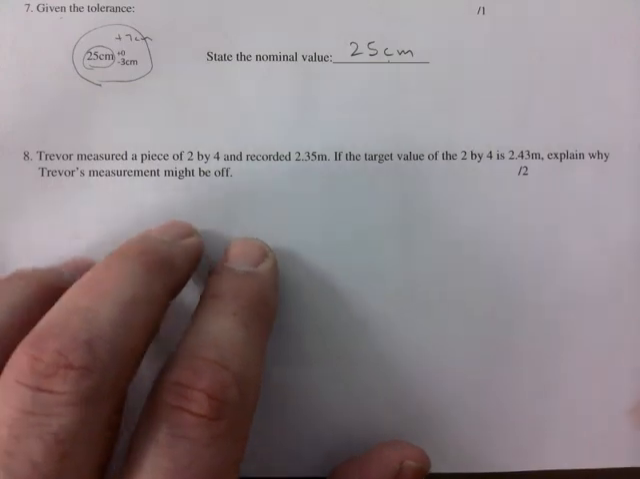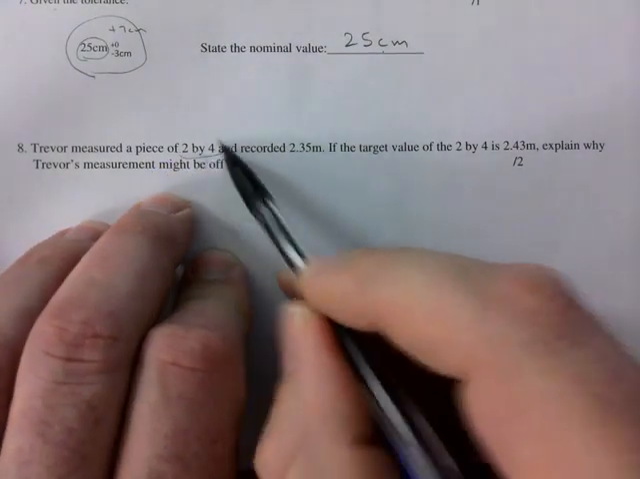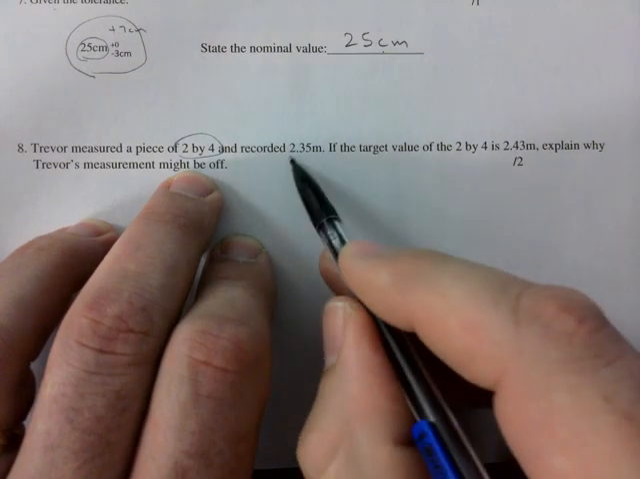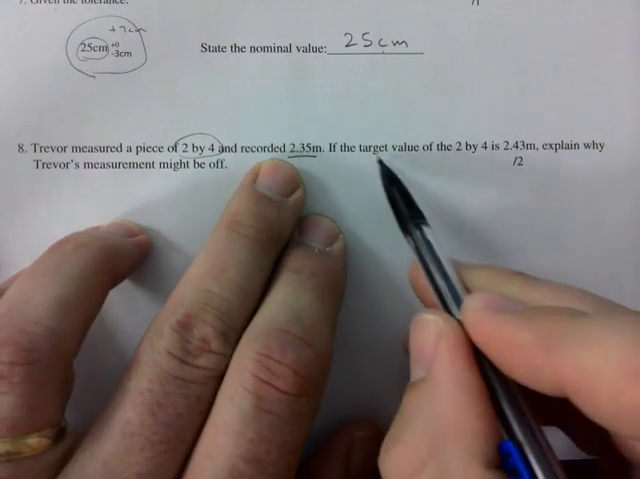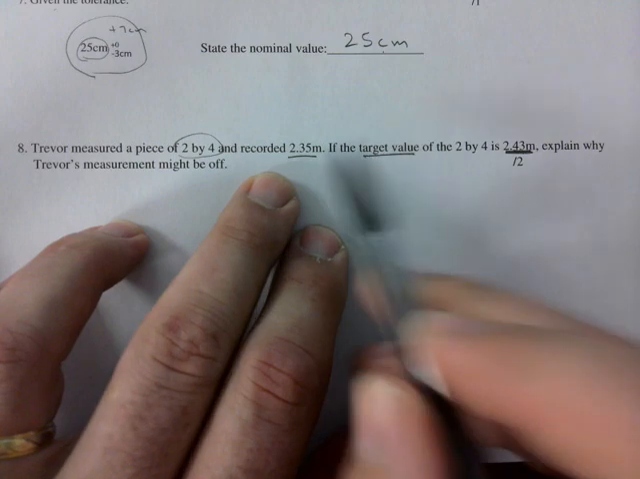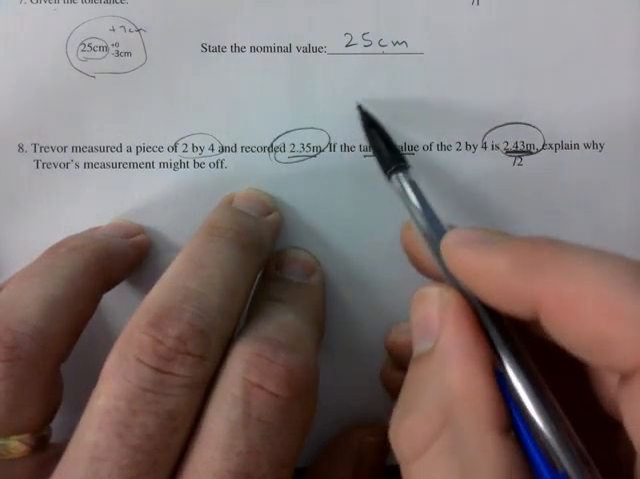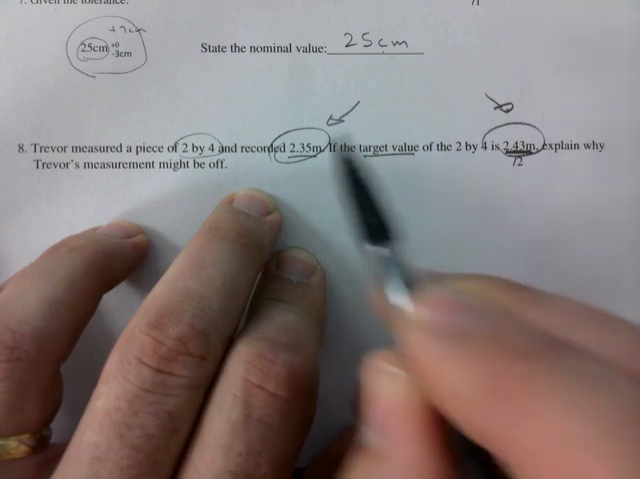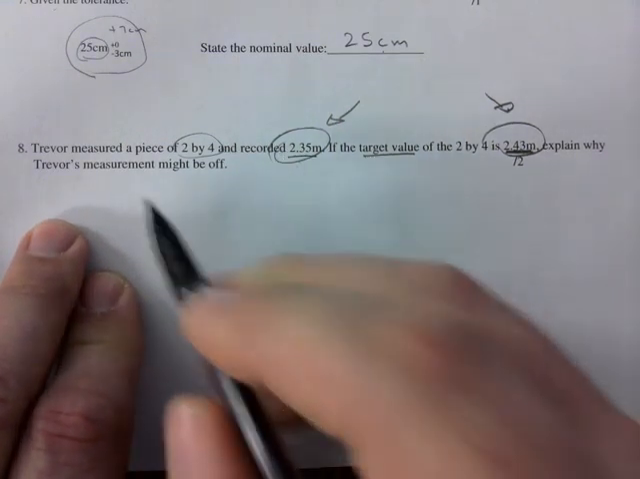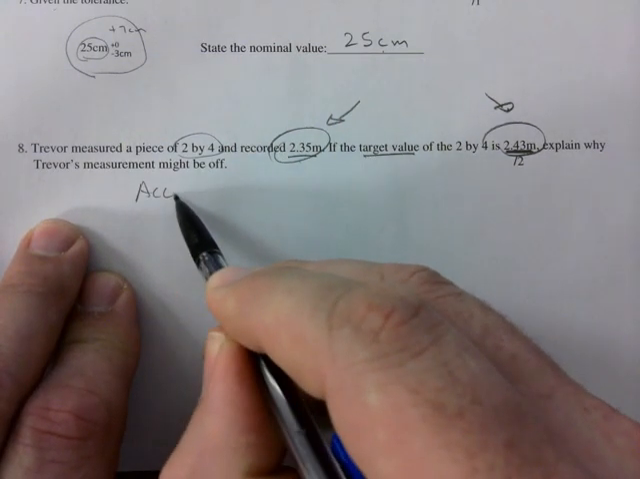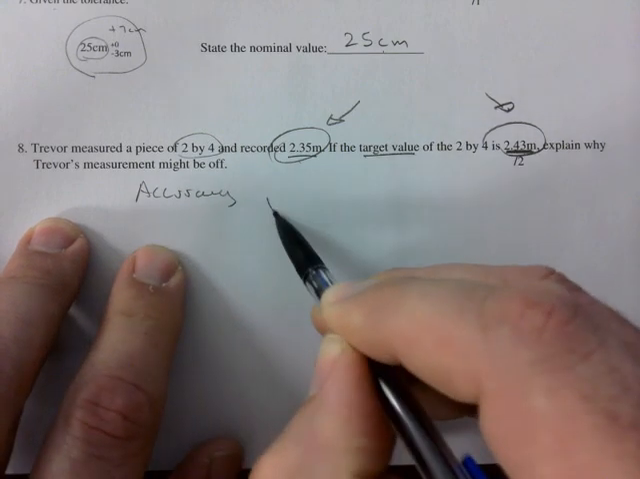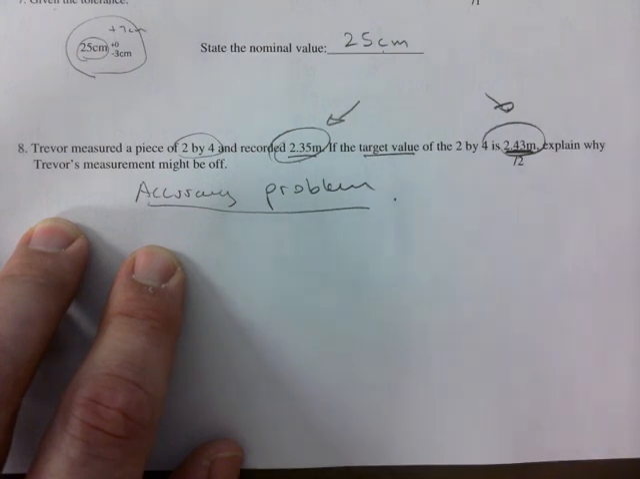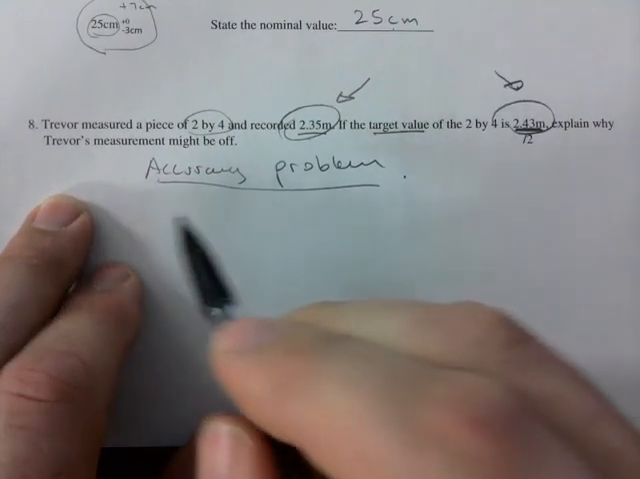So here, you have a 2x4. It's just a piece of wood, we call it 2x4, right? But this is what was recorded, but the target is actually this. So we're focusing on these 2 measurements. This is my target, but I'm obviously off. So why is that? Okay, accuracy problem. There's an accuracy problem here because you're not hitting the target. Okay, and why is that?